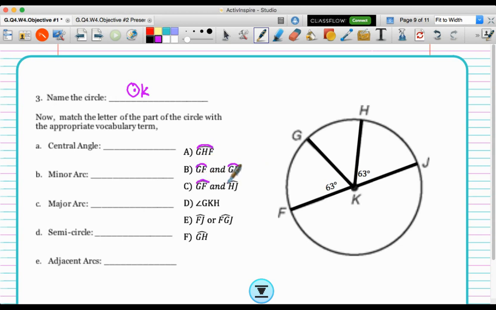Remember what it means if there's 2 letters versus 3 letters? Just redrawing these. So GHF. So we're going to follow the circle in that way. So G to H, keep going. All the way around to F. That is a huge arc. That's a major arc. There we go. Hey, that's a major arc. What are GF? So from G to F. And what's the other one? G to H.